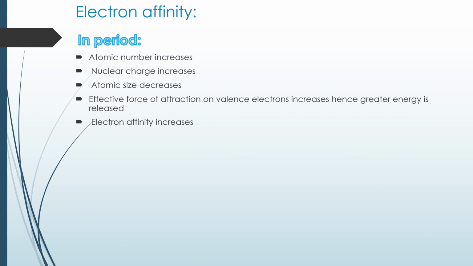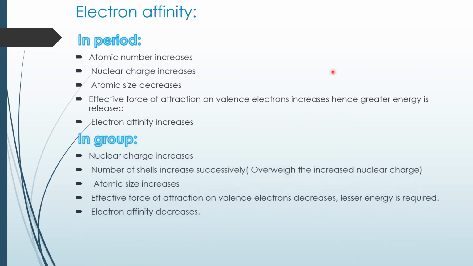Now we are going to see the trends in detail. In a period, the atomic number increases, the nuclear charge increases, the atomic size decreases, and the effective force of attraction on valence electrons increases. Hence, greater energy is released. So electron affinity increases, that is, they release greater energy, so electron affinity increases.